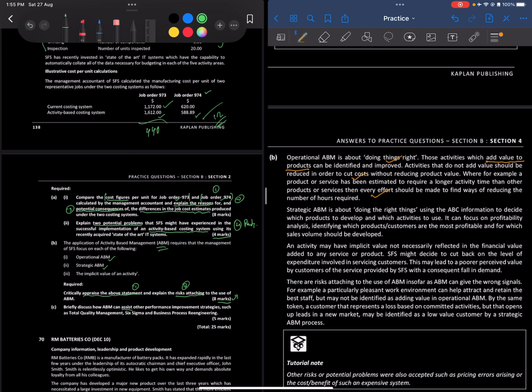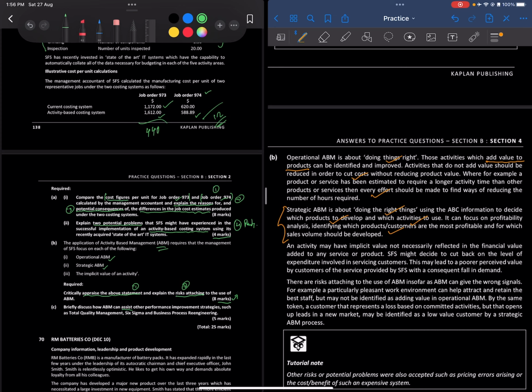For strategic ABM, it's about doing the right things. Doing things right is operational; doing the right things is strategic. So using ABC information, what do we do? As I told you before, we decide what product to develop, which activities to use, and do profitability analysis, for product or customer. So those are the decisions made at strategic level. So it's about doing the right things.